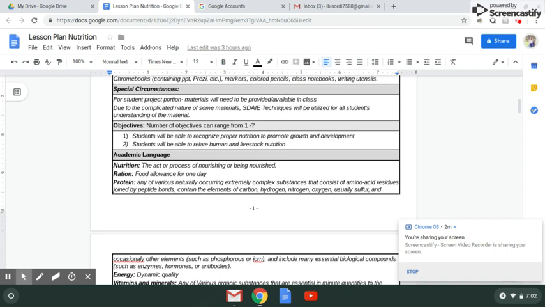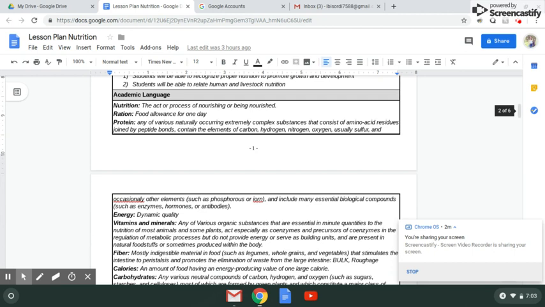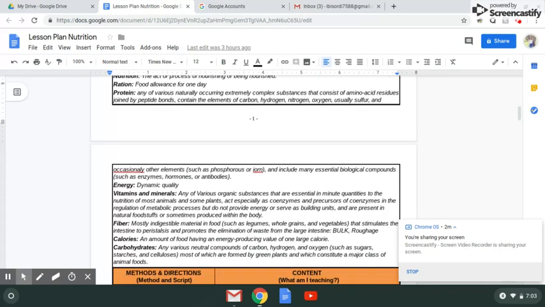So, objectives. My objectives are: students will be able to recognize proper nutrition to promote growth and development, and students will be able to relate human and livestock nutrition. These are essentially what I base my whole lesson around. Yes, it should be focused on livestock, but the most important aspect of this is focusing it on them and why nutrition is important.